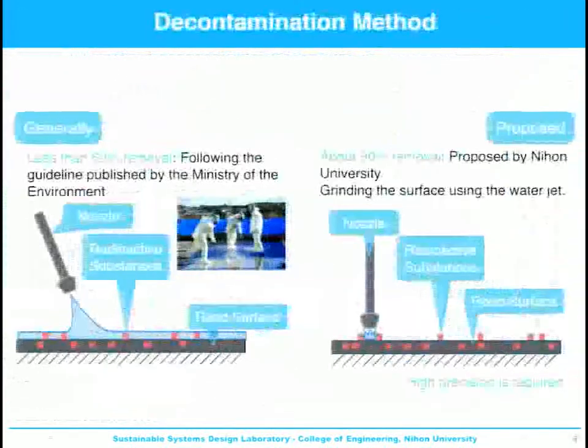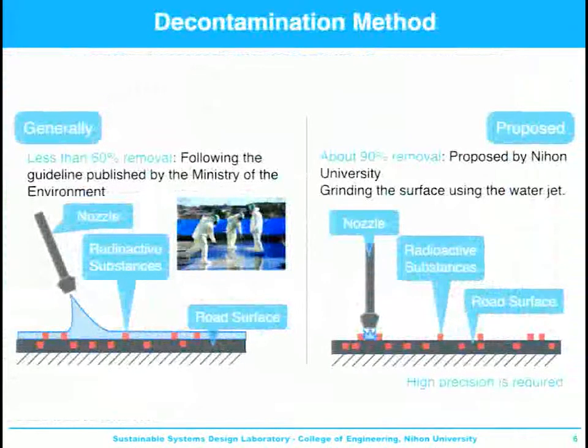Generally, workers decontaminate the road surface following the guideline published by the Ministry of the Environment, Japan. By this method, only 60% of radioactive substances are removed, because only radioactive substances on the surface are removed and radioactive substances in the surface remain. On the other hand, we propose a method using the same small instrument as the general method.